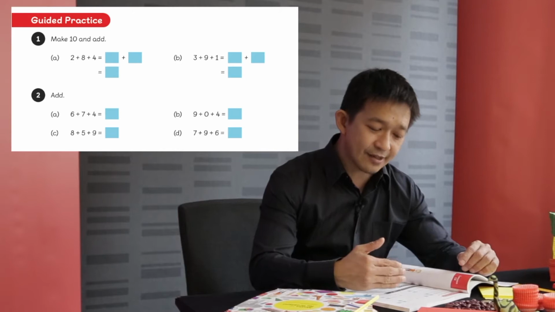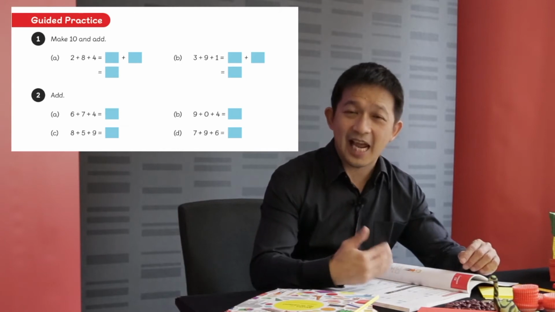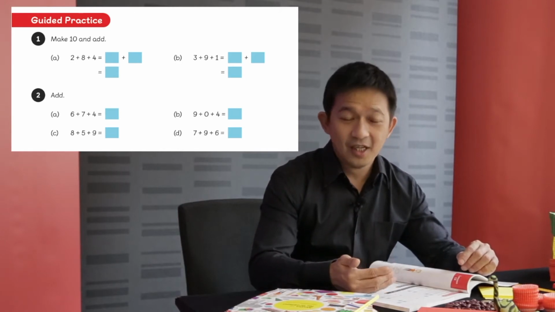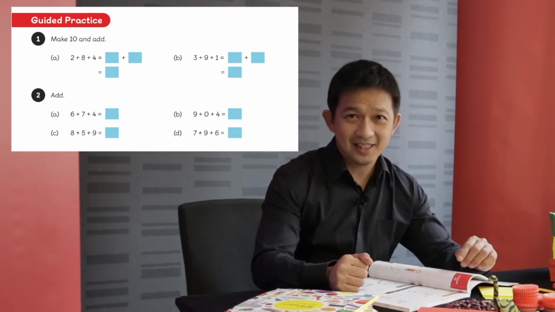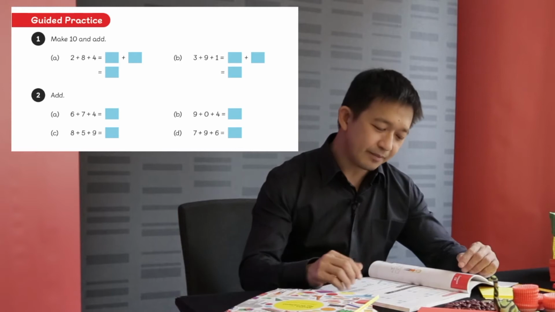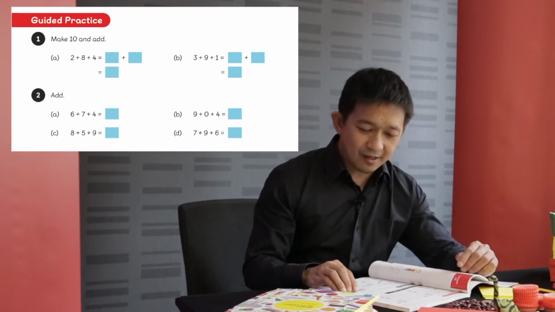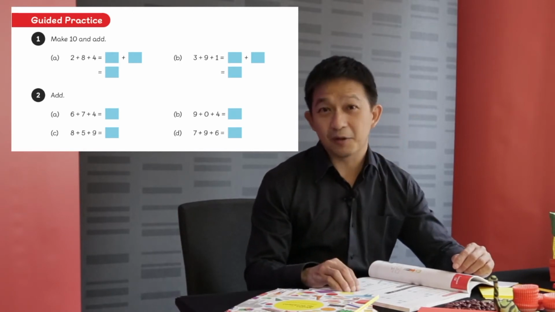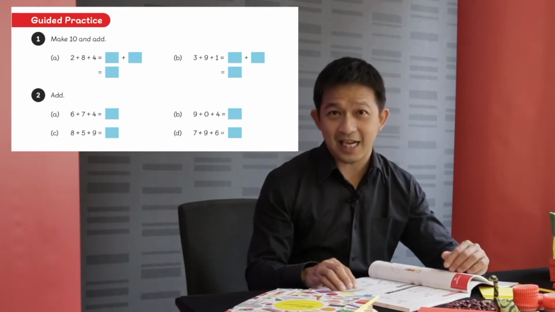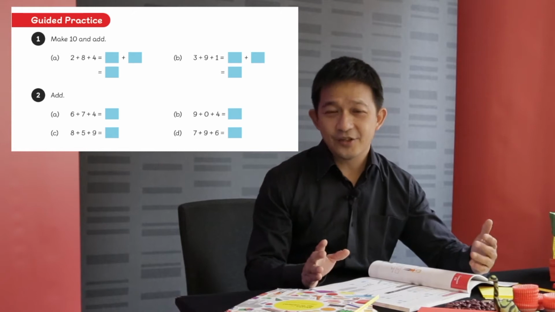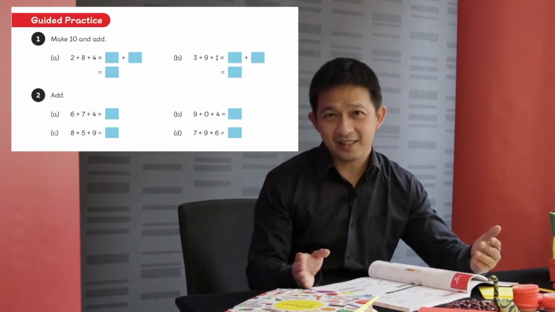In the first task, 1A, the 10 come from the first two numbers. Whereas in 1B, the 10 come from the last two numbers. And they have to make 10. In the second task, where they have to do 4 further additions, they are no longer required to make 10. They are simply asked to add. So they might use different methods.